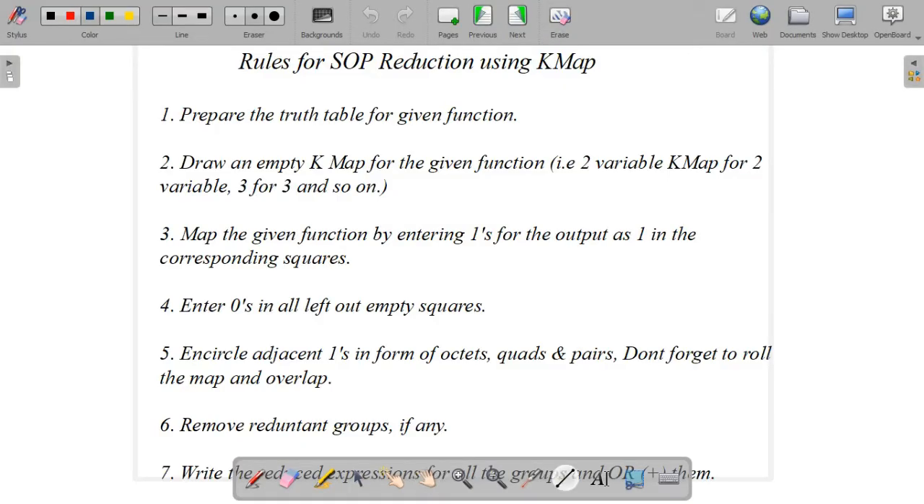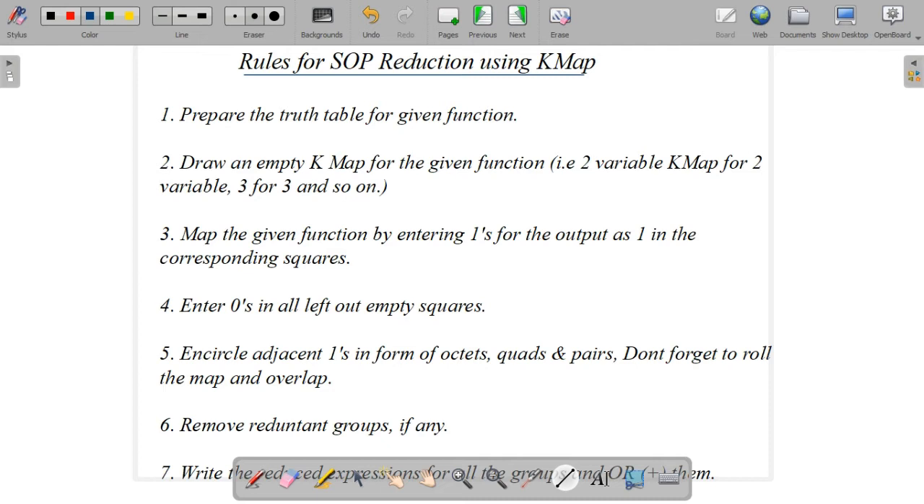Hello everyone. In this class we will discuss the complete K-map. In the previous video we discussed the step-by-step process: how to draw the K-map, how to fill in the values, how to map the values, the rolling concept, overlapping groups, and redundant groups. Here we will just look at the rules we have to follow, the same ones we discussed in the previous videos.